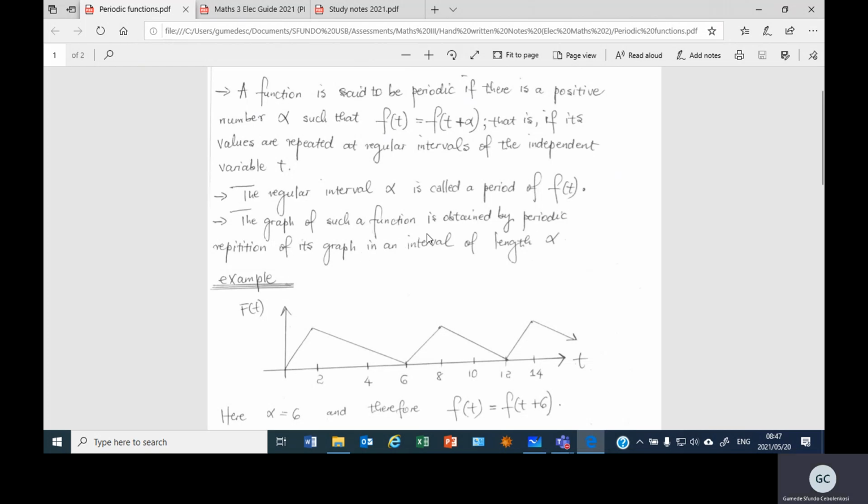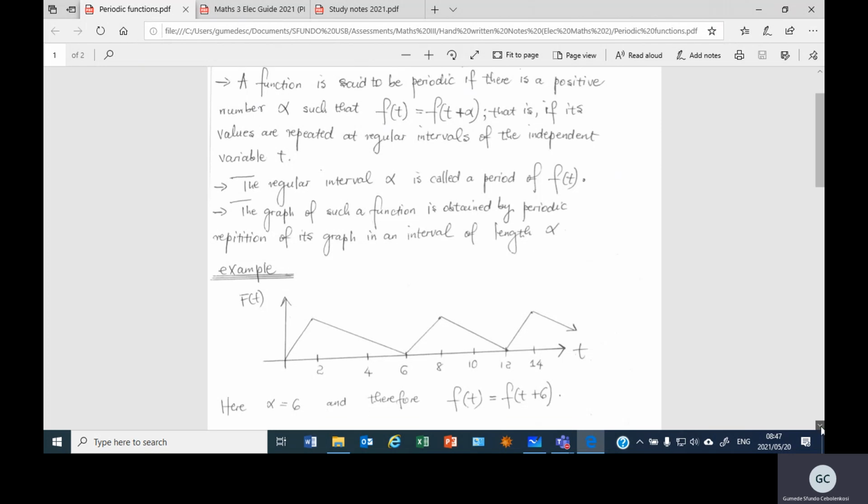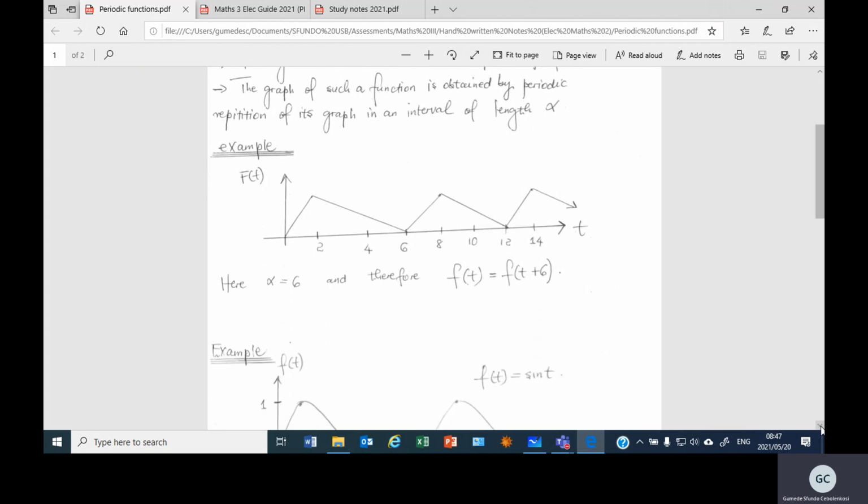So the graph of such a function is obtained by repeating the graph in that interval. So an example that I wrote here is this. Look at this graph here. It starts, the y value f of t here is 0. It goes up, f of t is 2, and it comes back to 0 here at t equal to 6. So look at the first cycle. From 0 up to 6, it has this behavior. And after 6 units, it will start afresh. It will go up to 8 and come back to 12.